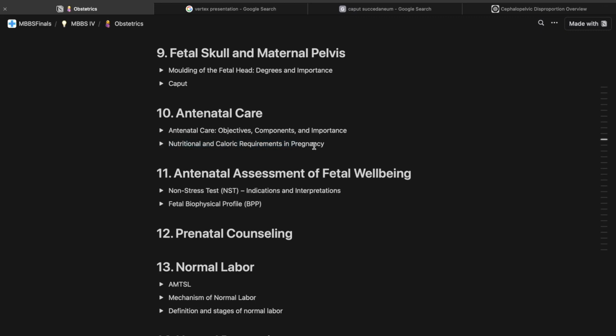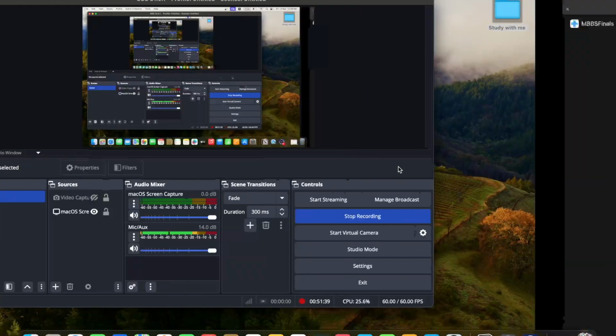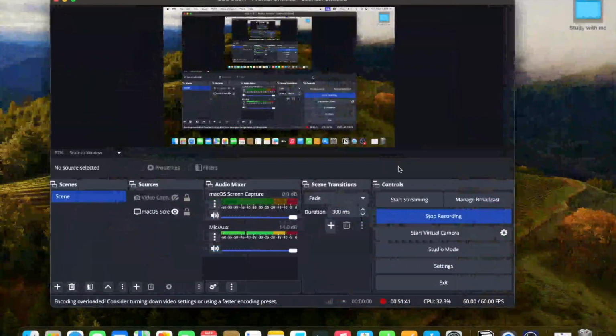nutritional and caloric requirements. So I'll be stopping the recording right now. This is the thing, encoding overload, sometimes it comes up, I get scared. So with this I conclude today's topics. It is just 1 hour. Even yesterday it was 1 hour.